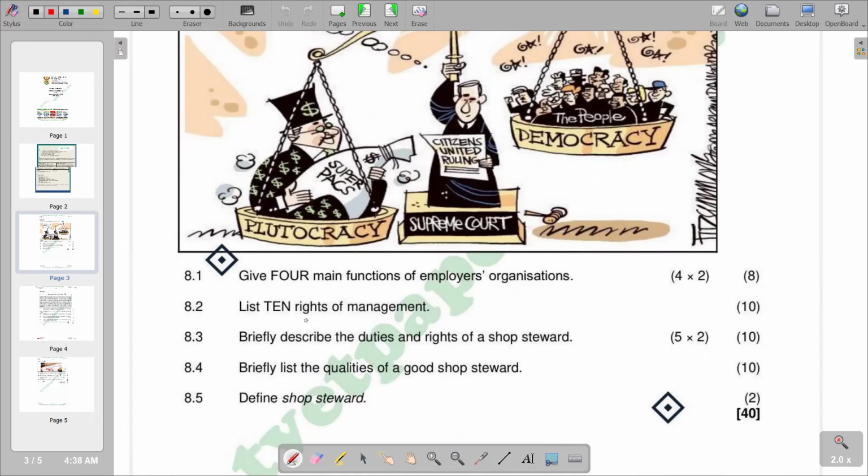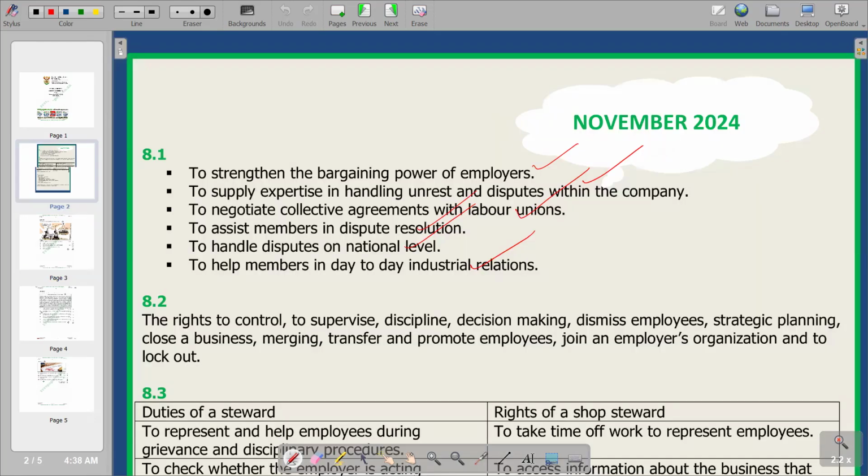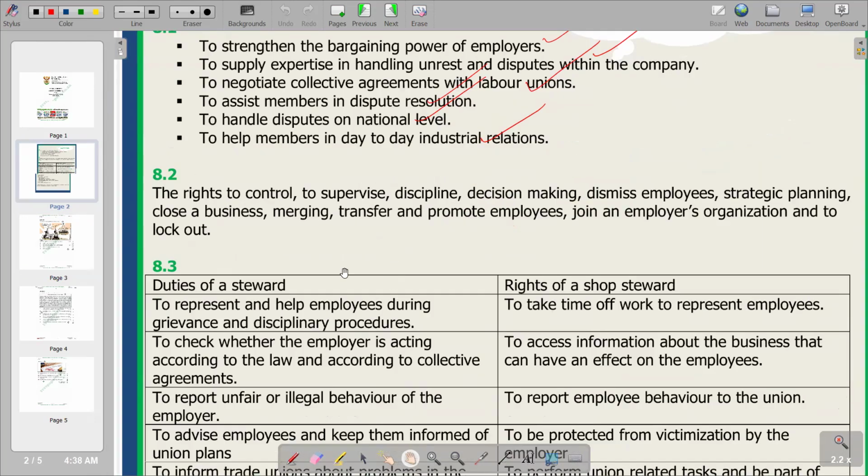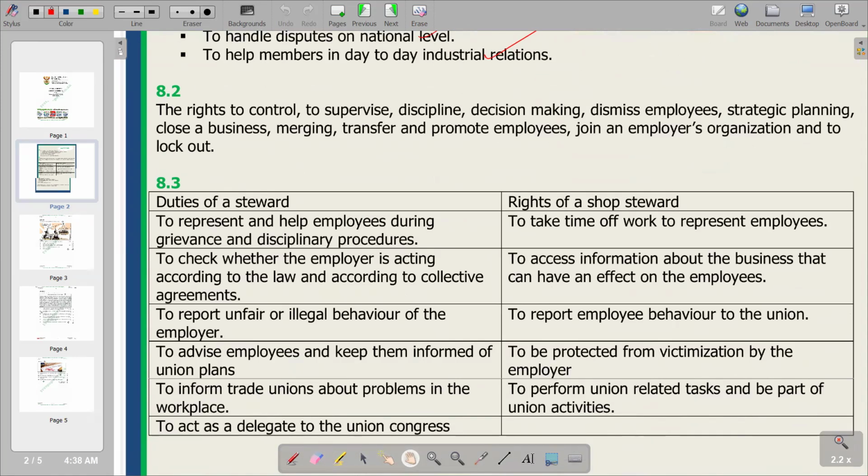So that's what we have. And then our question is saying describe the duties and rights of a shop steward. So we're going to see that we have a column for duties, and then a column for rights.